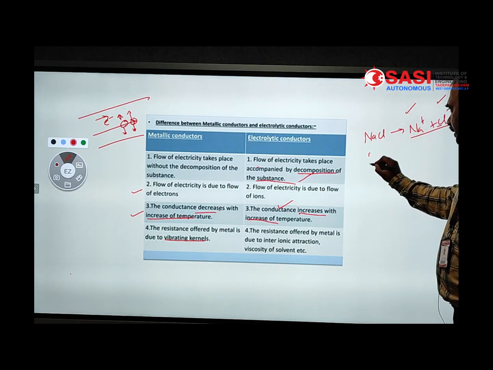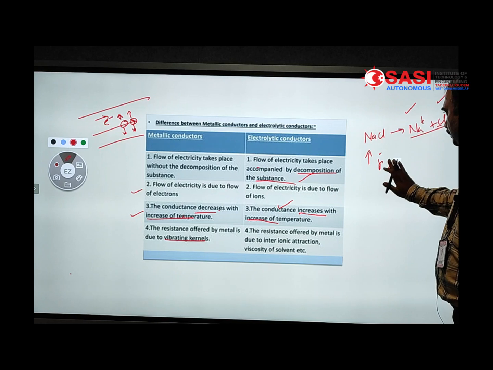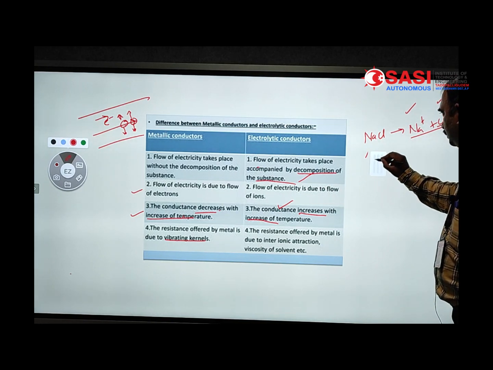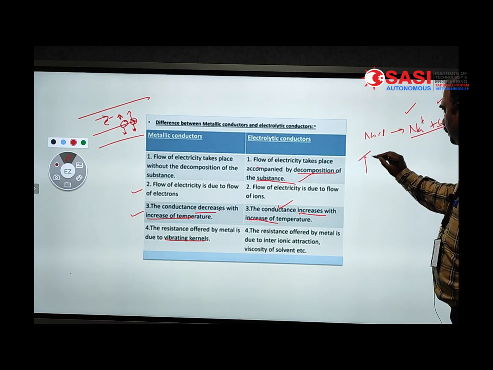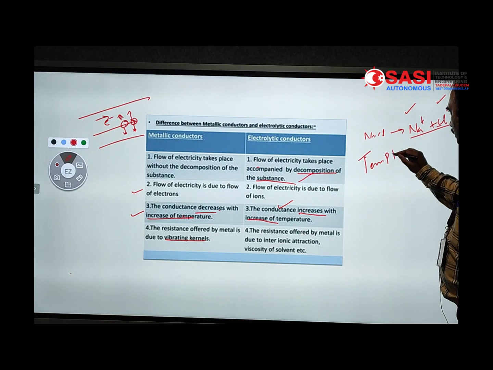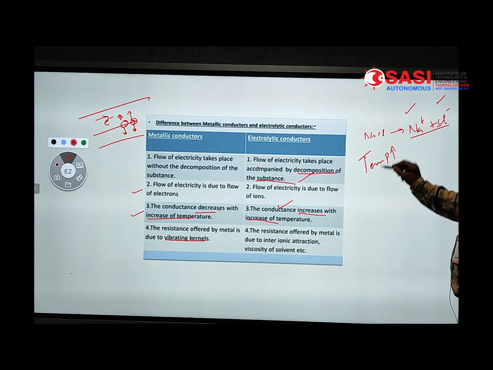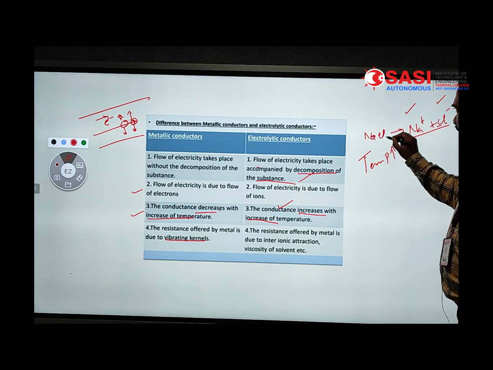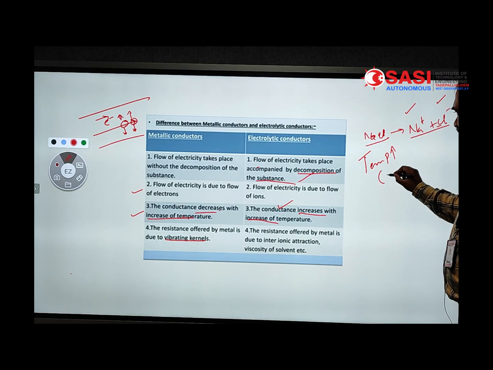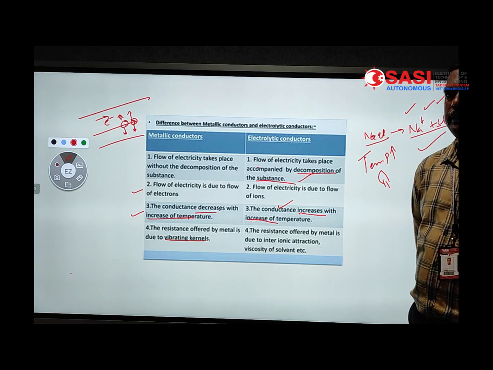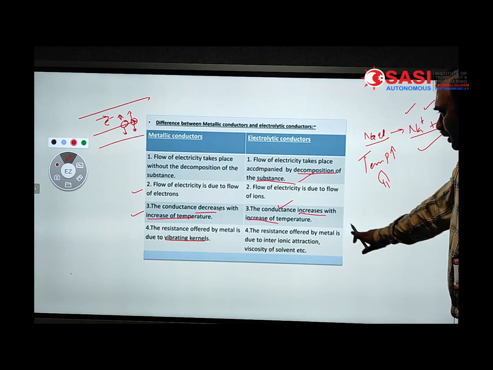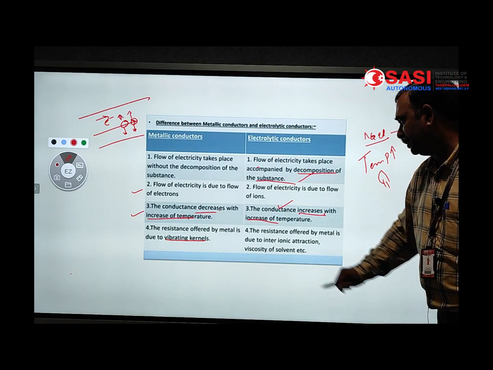If you increase temperature, what will happen? The ionization of the electrolytes will take place. They will start ionizing. So with increasing temperature, more number of ions will be produced and more charge carriers will be available. As a result, the conductance of the electrolytes will increase with increasing temperature.